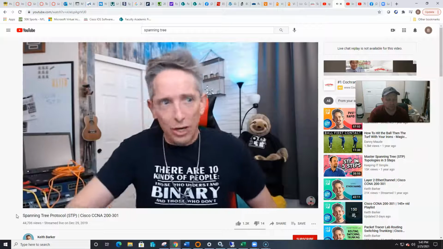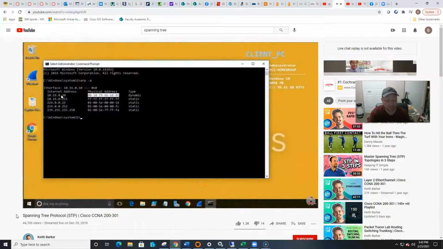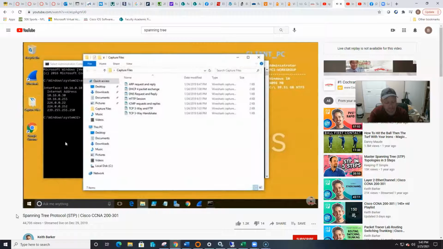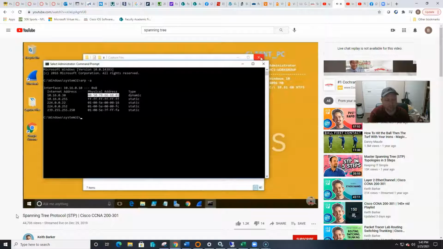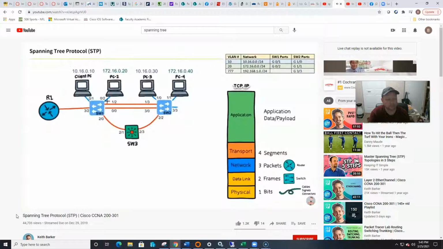So I want to share with you a protocol analyzer right here. And a protocol analyzer is simply a way of looking at network traffic. I've got some captures right here. In fact, you know what? Let's just not look at one. Let's capture one. Let's imagine that we want to ping. Let's go back to our topology for a moment. Let's say we're right here. We're the client PC, and we want to ping 10.16.0.30, PC3 right here. So the traffic is going to have to go over these links.